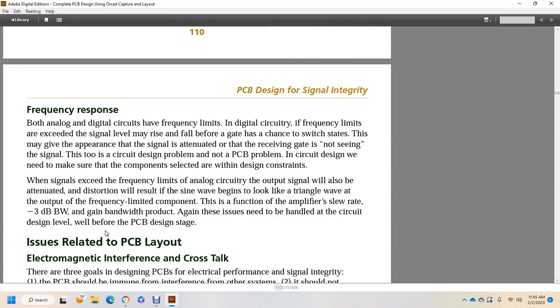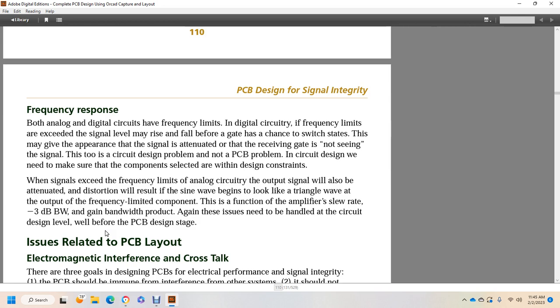Frequency response. Both analog and digital circuits have frequency limits. A digital circuit is frequency limited: if the signal exceeds the limit, the signal level may rise and fall before it can transition a gate to its switching state. This may give the appearance that the signal is not as intended, or that the receiving gate is not seeing the signal. These are circuit design problems, not PCB problems.